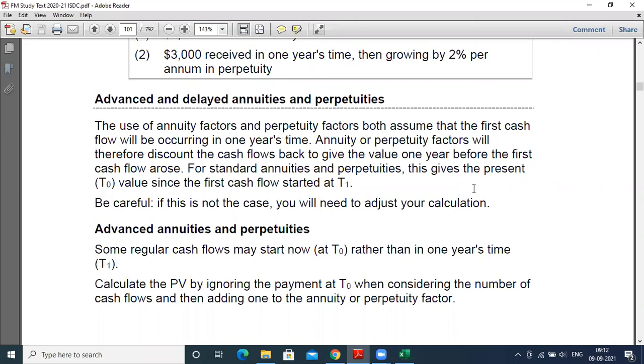Now, for standard annuities and perpetuities, this gives the present value. It means that if you are expecting the cash flow after 1 year, the main objective of these annuity factors or discount factors is to find the value of that particular cash at the time of investment. So T0 is nothing but the investment period, and we convert the T1 values into T0. This is the normal procedure which we apply.